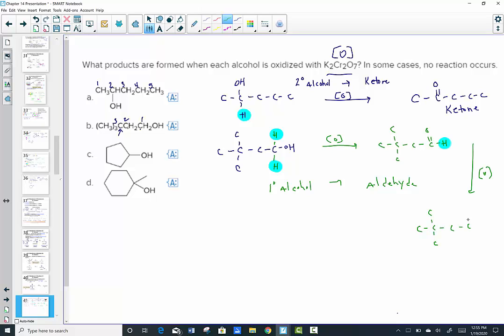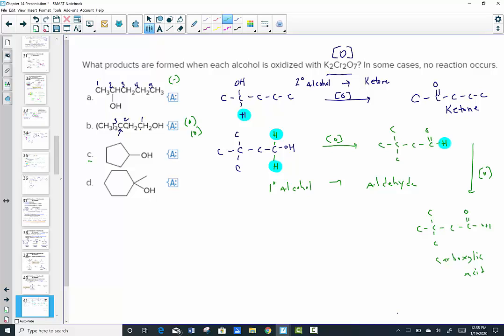Now this carbon is eliminating the H at the terminal position and going all the way to a carboxylic acid. Cool. Secondary alcohols have one oxidative process. Primary alcohols have two oxidative processes. So you're going to see two sets of arrows for primaries.